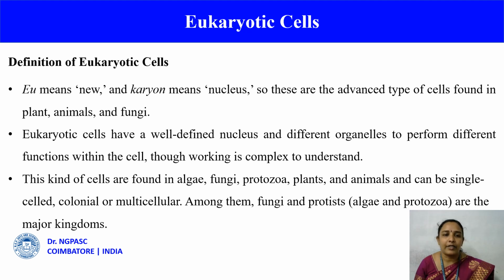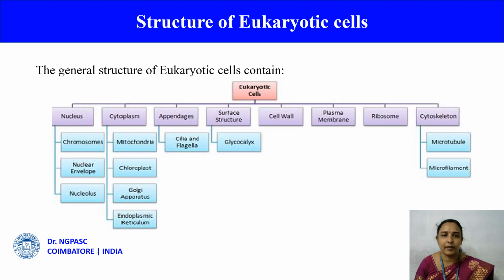This kind of cell is found in algae, fungi, protozoa, plants and animals, and it is single-celled, colonial or multicellular. Among them, fungi and protists are the major kingdoms. This is a flow chart which shows the general structure of a eukaryotic cell. So a eukaryotic cell contains nucleus, cytoplasm, appendages, surface structure, cell wall, plasma membrane, ribosome and skeleton.